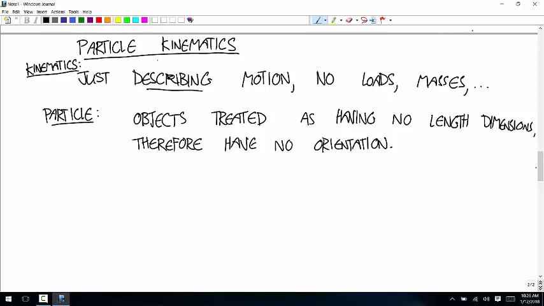Okay, so the basic idea here is that the velocity vector is the time derivative of the position vector. Remember not to make the mistake of just thinking it's the derivative of the position vector. It has to be with respect to time.